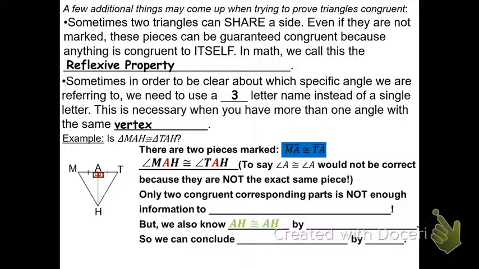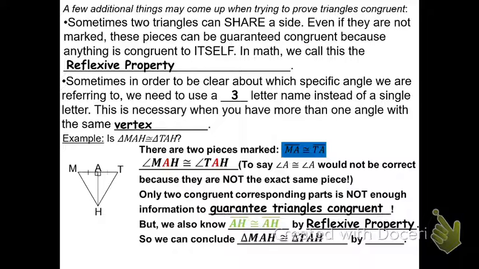Now for the piece in the middle, I only have two parts that are congruent so far, but there's a third piece out there. We can see that AH, this piece in the middle, is going to help me guarantee congruence. AH is congruent to AH, and we say this is because of the reflexive property. Reflexive property means it's a shared side. So we do have enough to conclude that the triangles are congruent. In this case, triangle MAH, the one on the left, is congruent to triangle TAH, and it's because of side, angle, and then that second side. So it's SAS.